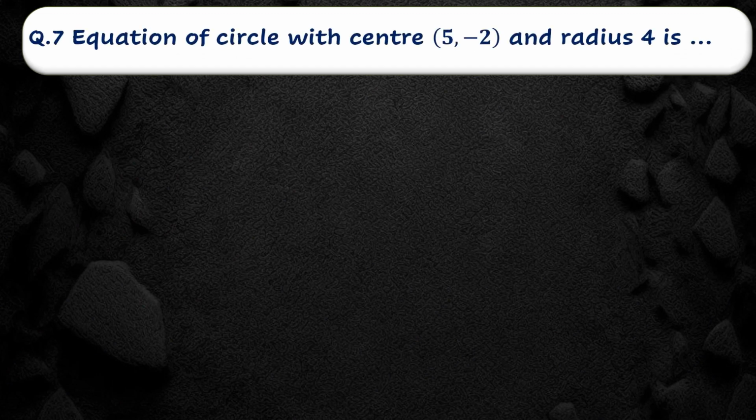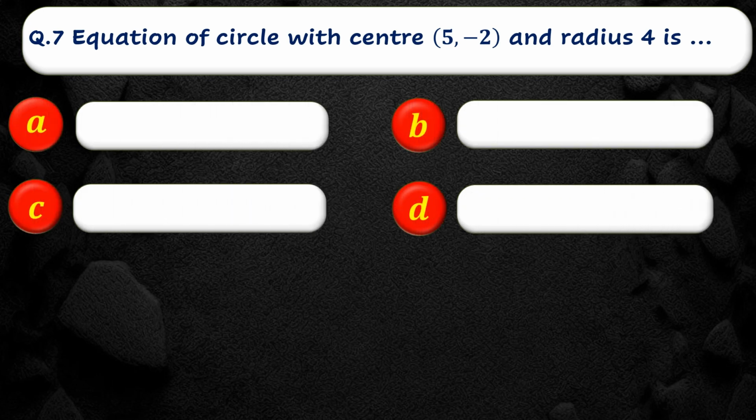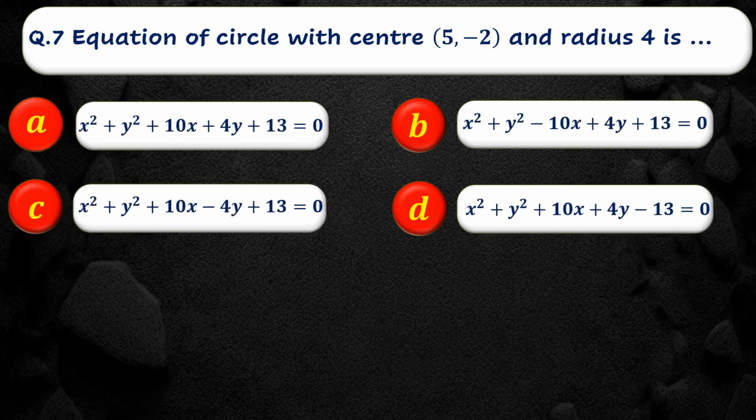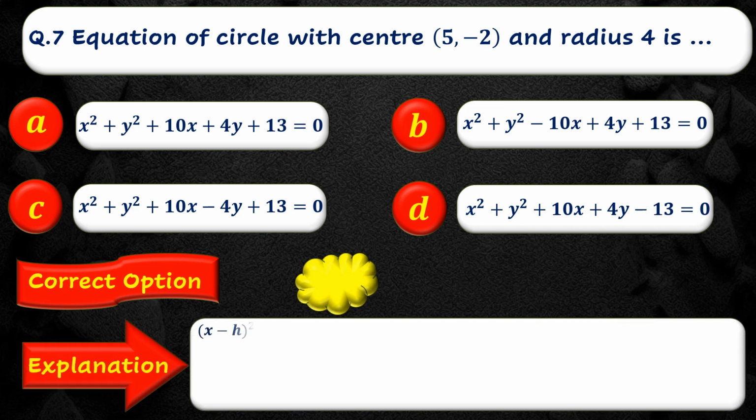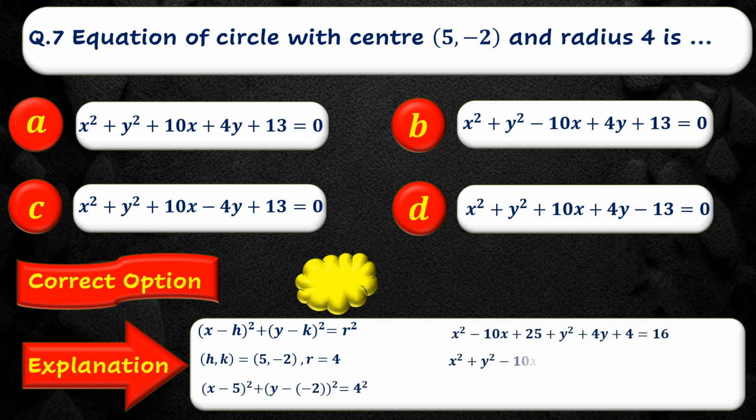Question number 7. Equation of circle with center 5, minus 2 and radius 4 is, and the options are. Let's check out which one is the correct option, but before that we explain it. Equation of circle with center h, k and radius r is this. Here the center is 5, minus 2 and radius is r. Replace these values, simplify, and we get x square plus y square minus 10x plus 4y plus 13. Therefore the correct option is option B.